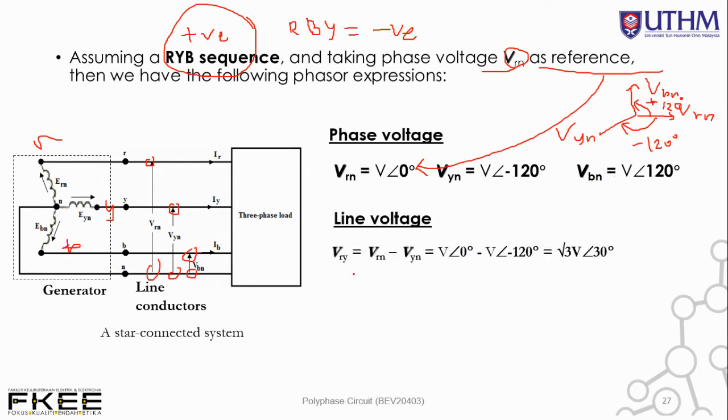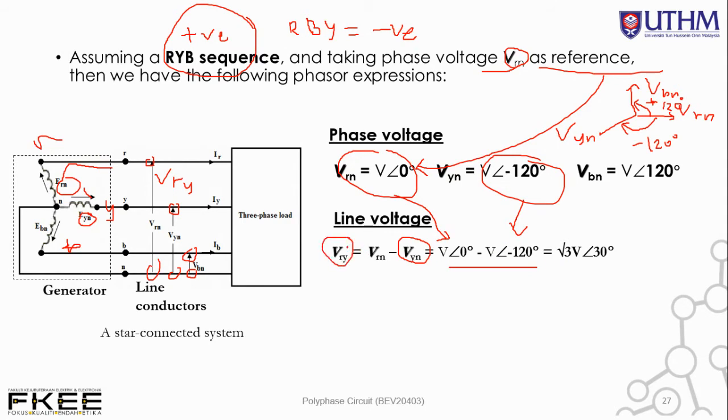So for line voltage, VRY is equal to VRN minus VYN. So we have VRY over here. This is VRY, this is VRN, minus VYN. All right, so just substitute the value of VRN over here. You take these values and put them here. So VYN, you take this value and put it here, and then solve this equation, you will get VRY equal to square root 3 V, with an angle of 30 degrees.